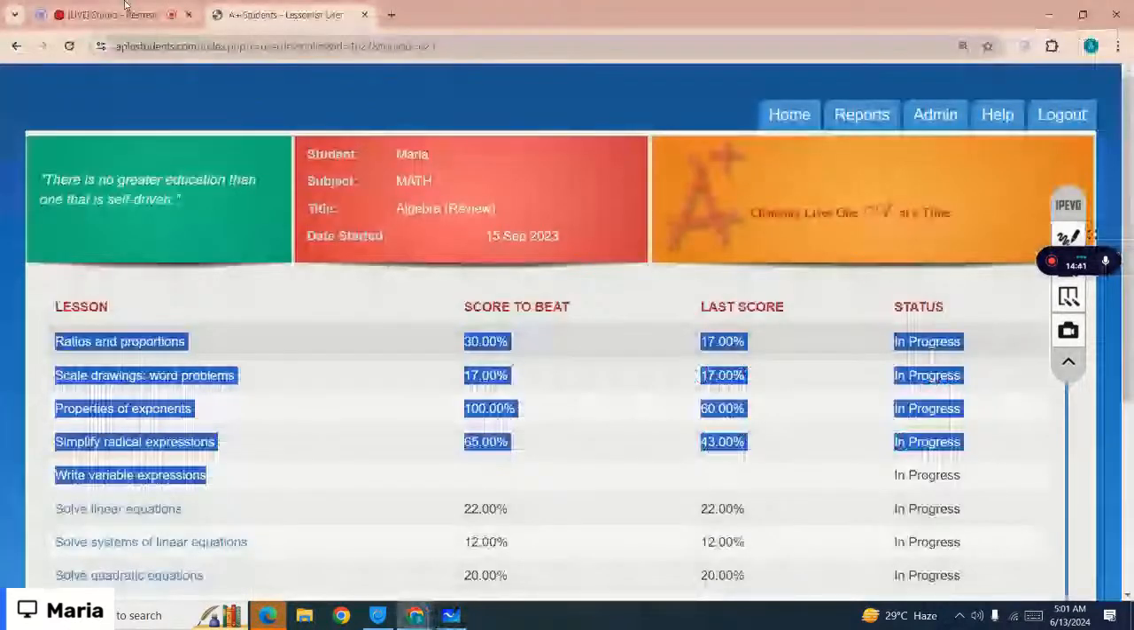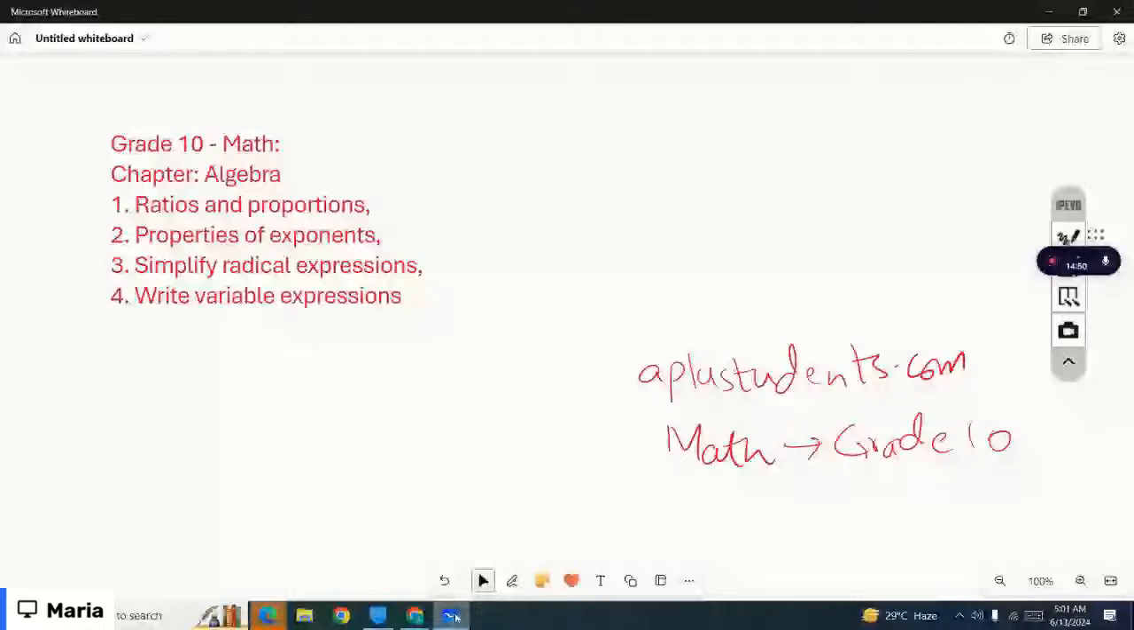The lessons we're going to cover are ratios and proportions, properties of exponents, simplify radical expressions, and write variable expressions, right? So please make sure you have your notebook and pencil so that you can note down the important examples and definitions as well.